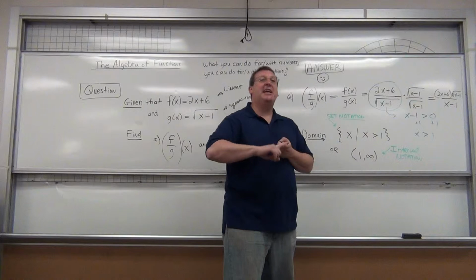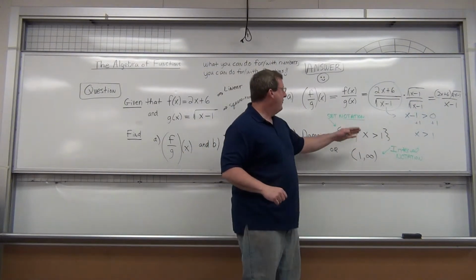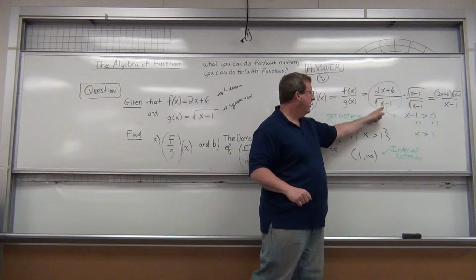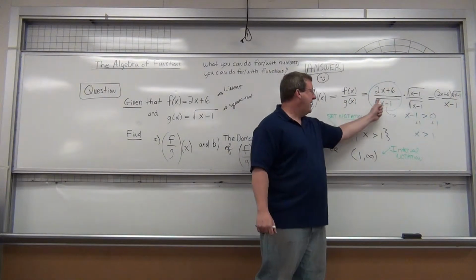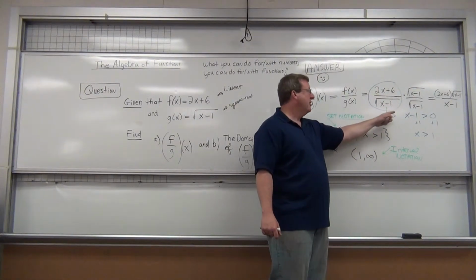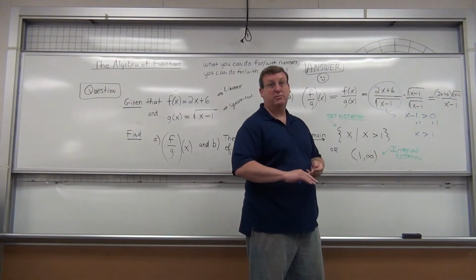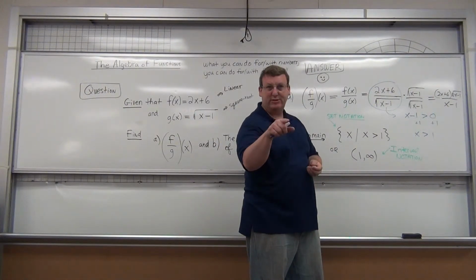Or do not have a negative under your square root. So, if we look at what we came up with here, it looks like we have the square root on the denominator. Now that's interesting. We have the square root on the denominator. So what do I know about the square root of x minus 1? What's it not allowed to be equal to? Correct. It's not allowed to be equal to 0.